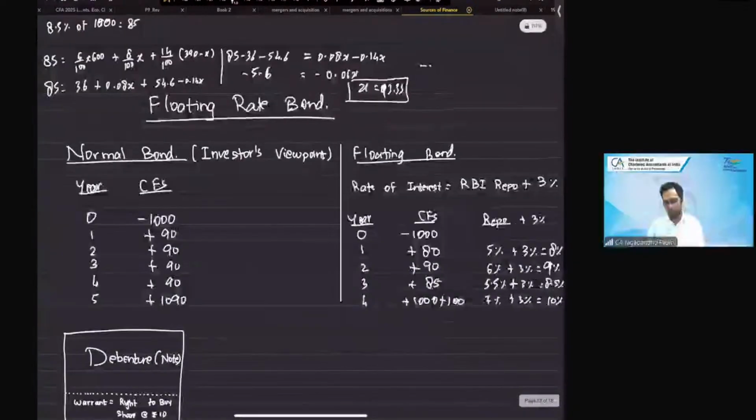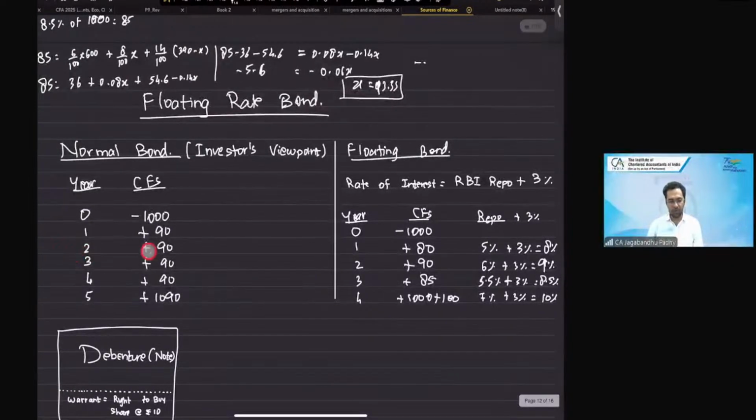But in the case of a floating rate bond, the interest rate is not fixed, like every year 90, 90, 90. From year 1 to 4, the amount of interest will depend on the RBI repo rate. The rate of interest specified in the floating rate bond is RBI repo plus 3.